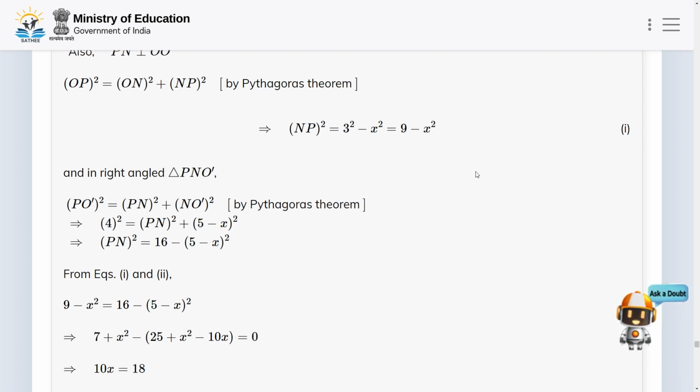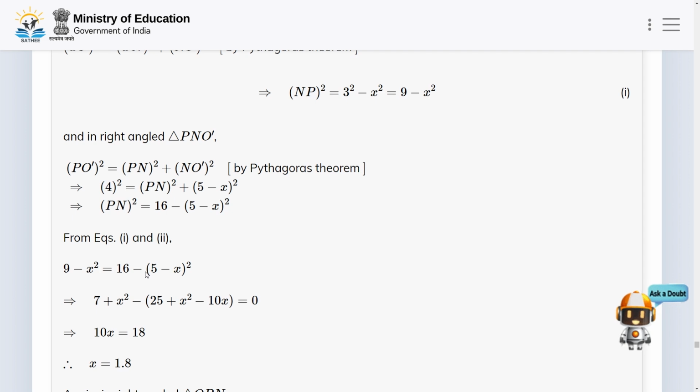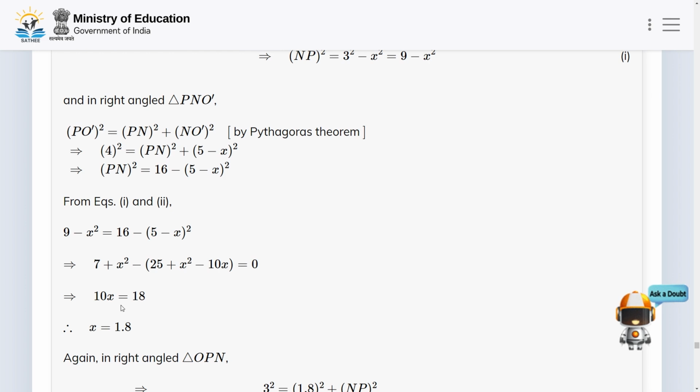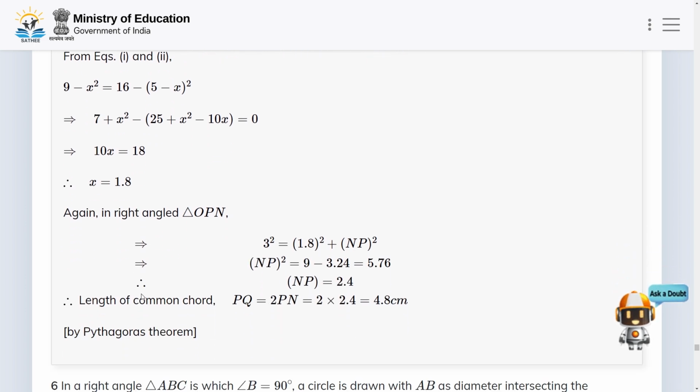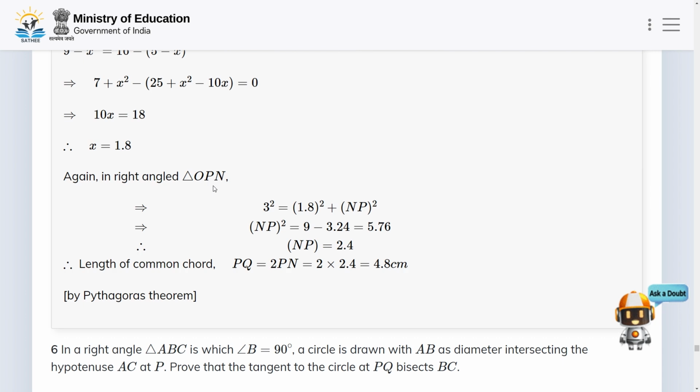Now from equation 1 and equation 2, 9 minus x square is equal to 16 minus (5 minus x) whole square, and it implies 10x is equal to 18, and it implies x is equal to 1.8. Again in right angle triangle OPN, 3 square is equal to 1.8 square plus NP square. So it implies NP square is equal to 5.76, and it implies NP is equal to 2.4. Therefore the length of the common chord PQ is equal to 2 times PN, that is 2 times 2.4, which is equal to 4.8 centimeters.